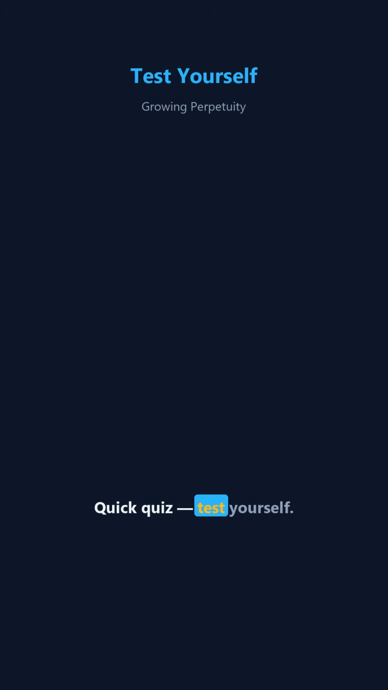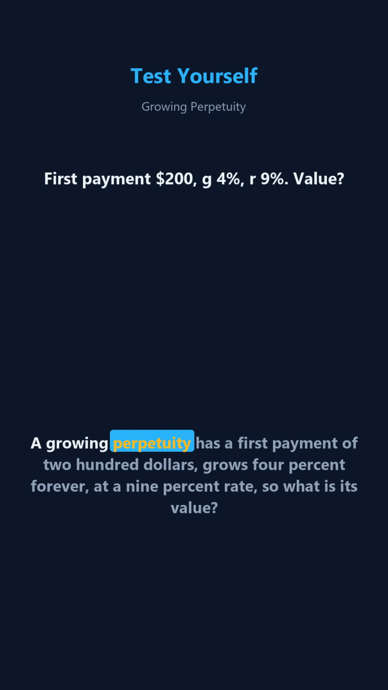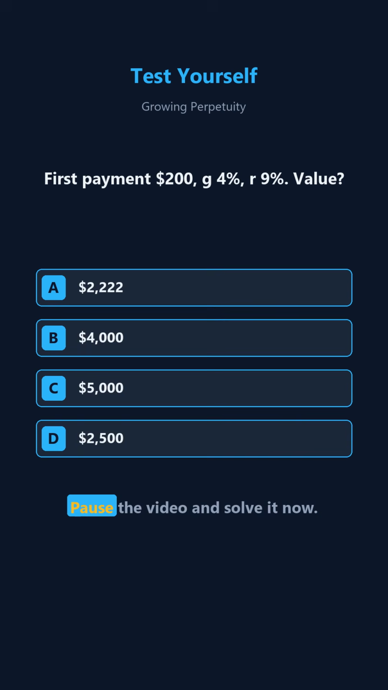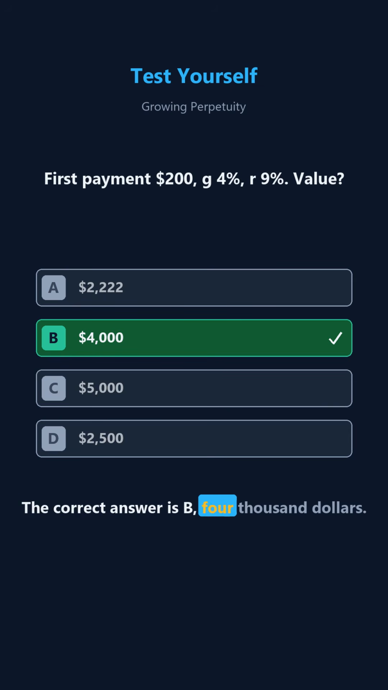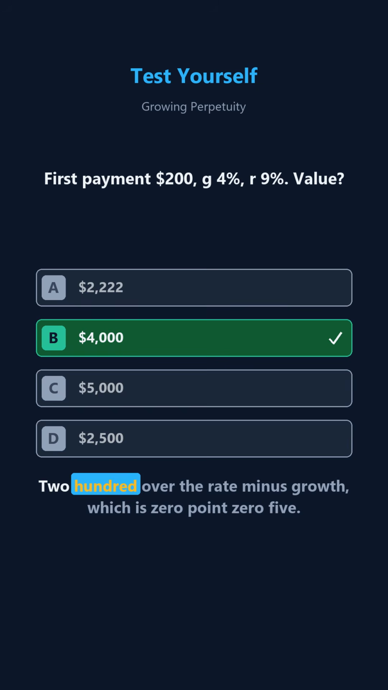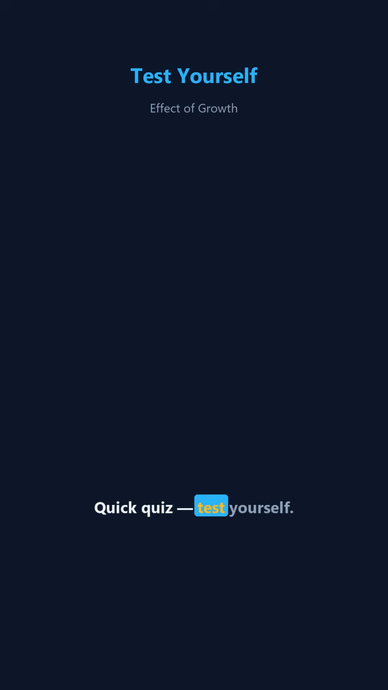Quick quiz, test yourself. A growing perpetuity has a first payment of $200, grows 4% forever at a 9% rate, so what is its value? Here are your 4 options. Pause the video and solve it now. The correct answer is B, $4,000. 200 over the rate minus growth, which is 0.05.